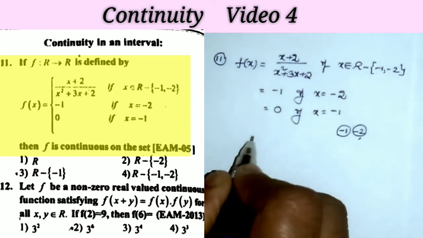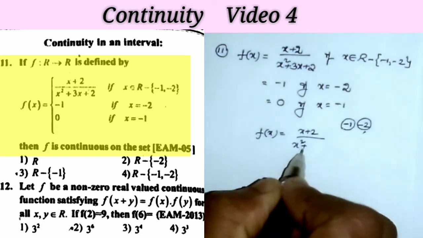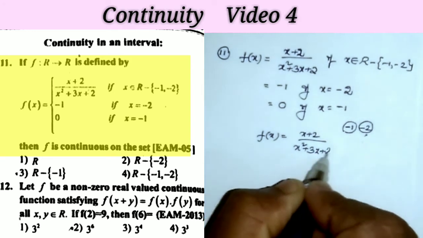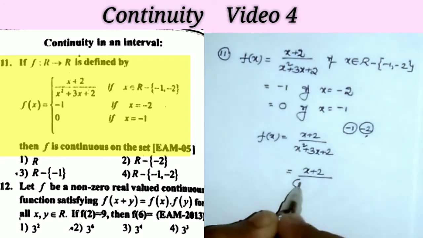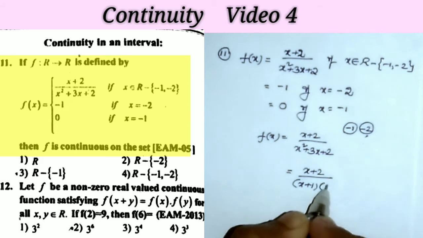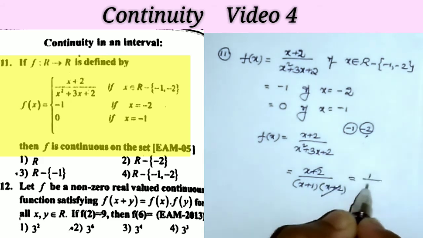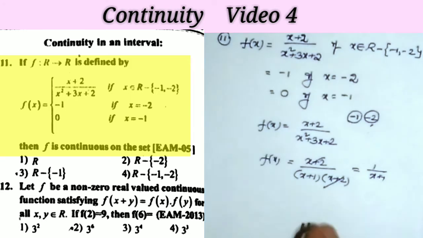Okay, so first I take the given function here. Now taking the factorization of the denominator, what we get? x plus 2 by (x plus 1) into (x plus 2). Now here x plus 2 and x plus 2 get cancelled, so the function is equal to 1 by x plus 1. The given function is equal to 1 by x plus 1.